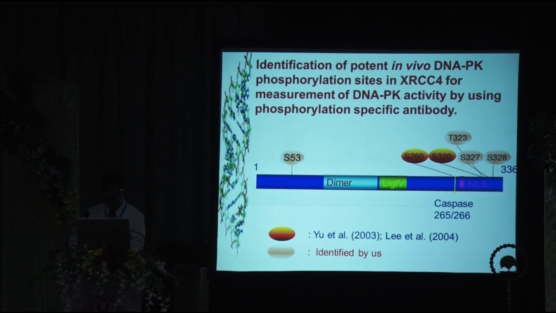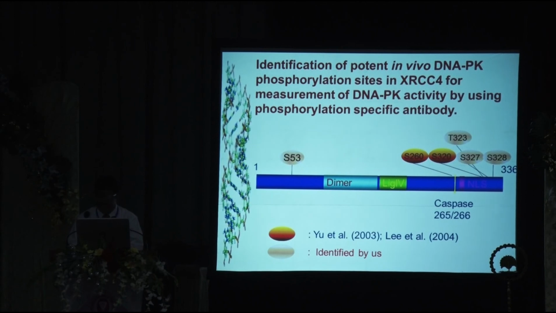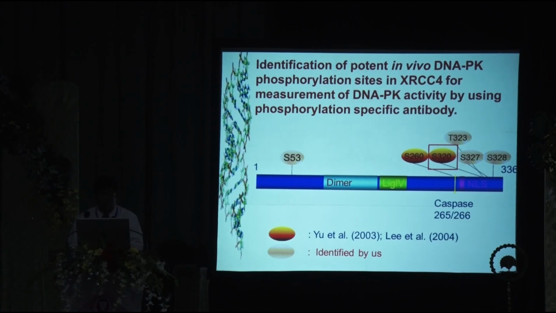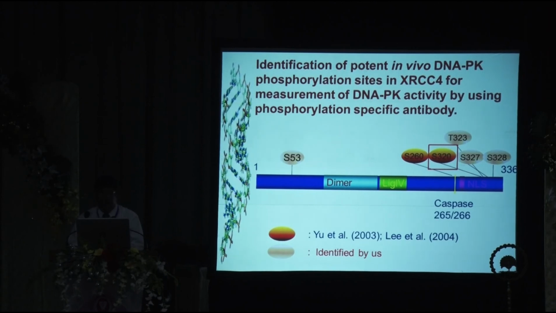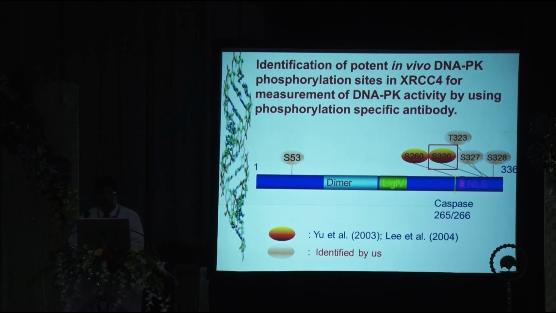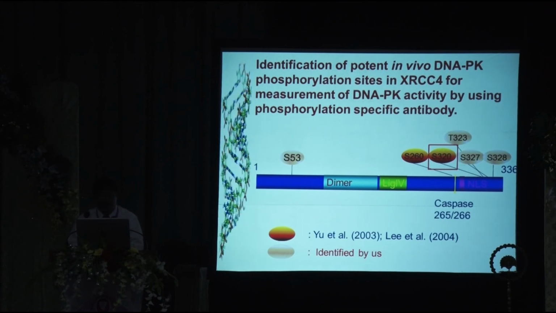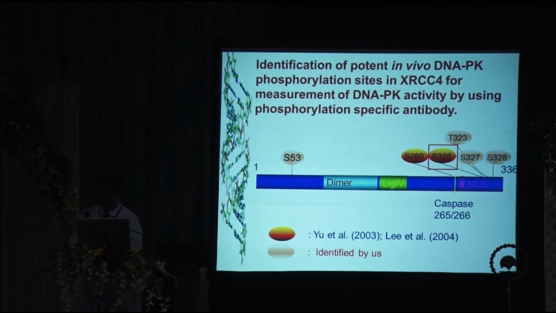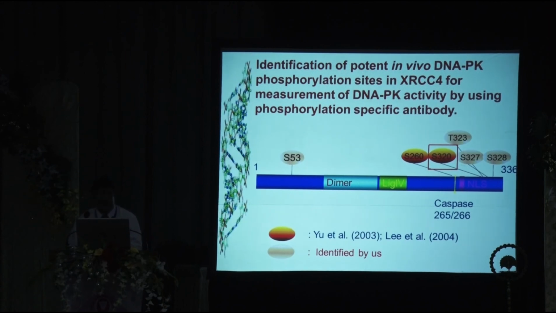As we have seen, the phosphorylation of S327, S328 and threonine 323. In this case, we have seen in vivo phosphorylation of S320. And this phosphorylation is very important to assess the DNA-PK activity using a phosphorylation specific antibody. The earlier group identified these phosphoryl sites, but they had not observed in vivo phosphorylation of this S320. In our laboratory, we have recently reported that this S320 phosphorylation happens in the cells, meaning in vivo phosphorylation. And this phosphorylation is very important to assess DNA repair capabilities.